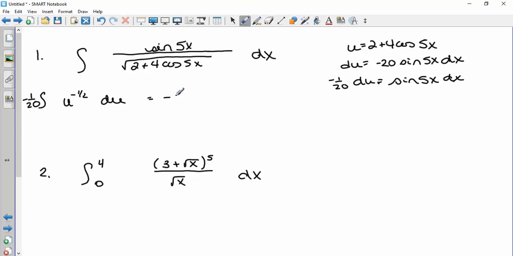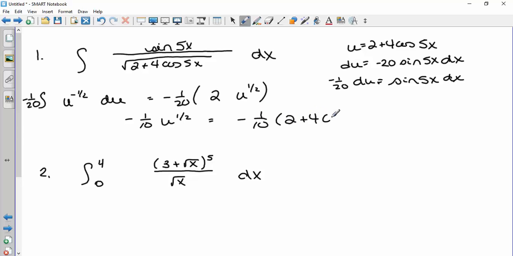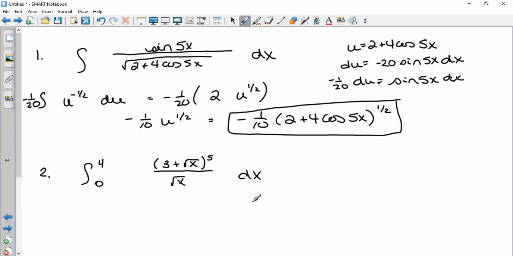So antiderivative, add 1 to your power, so that would be a positive 1/2. You put a 2 in front. So we get a negative 1 over 10 u to the 1/2. Is that my final answer? No, you have to replace your u, so it's negative 1/10 times 2 plus 4 cosine of 5x to the 1/2. Or you could put it under a square root, either way.